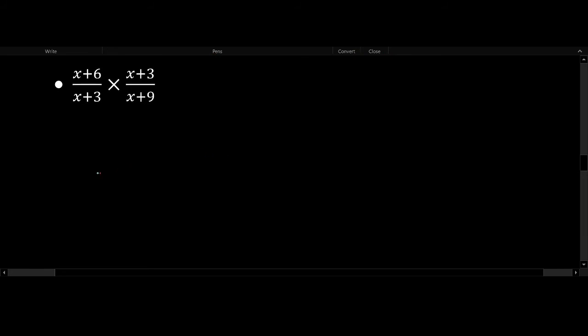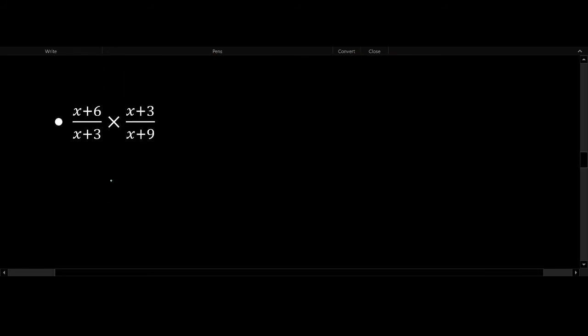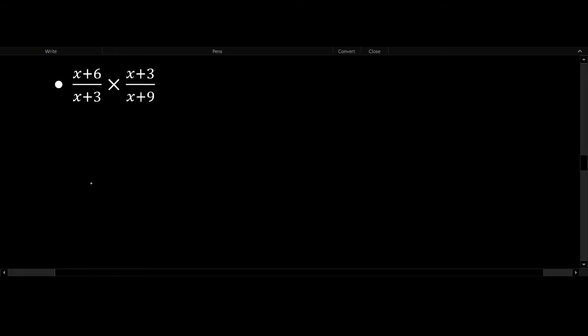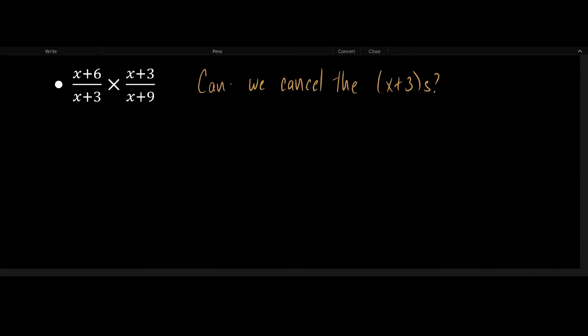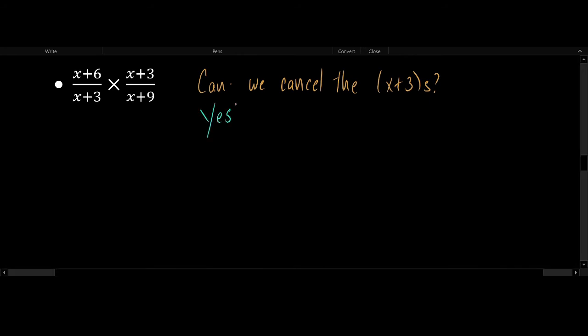Okay, let's try it with this example. In this case, we have x plus 6 over x plus 3 times x plus 3 over x plus 9. So the question is, can we, in this case, cancel the copies of x plus 3? The answer in this case is actually yes. Finally, right? Finally, yes. We can cross-cancel the x plus 3's.